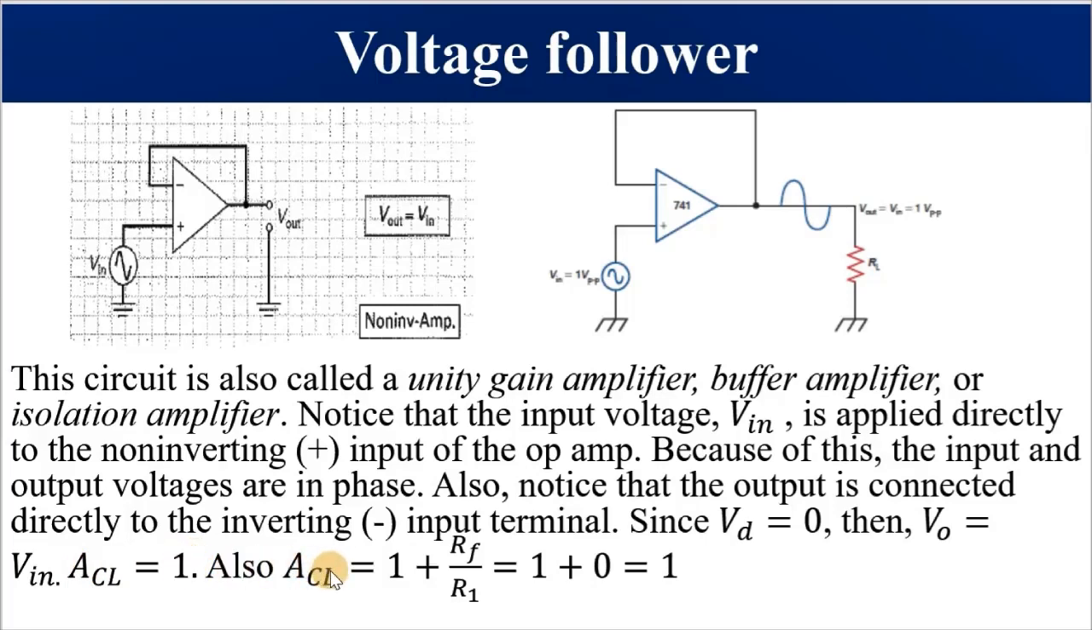Also, please take note that you can deduce this from this equation. This is the equation for finding the gain of a non-inverting operational amplifier: 1 plus RF divided by R in. But our RF is equal to 0. So this is 1 plus 0 and it is going to give us a closed loop gain of 1. Please take note, this is a voltage follower operational amplifier.